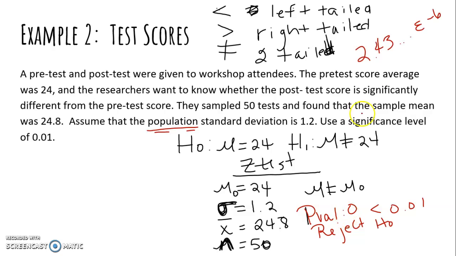The p-value you get is 2.43 e to the negative 6, which is 0.000002, which rounds to 0, and that's less than our significance level of 0.01. And if it's lower, we reject the null. If we reject the null, there is enough evidence to support the claim that post-test scores are significantly different than the pre-test score of 24.